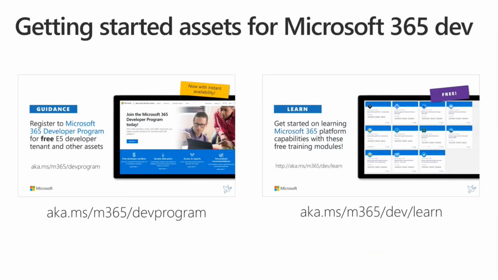Now, we do have these assets available for you to get started on Microsoft 365 development. So first of all, sign up for the developer program. You get a free E5 developer tenant, which will renew automatically every 90 days, if I remember the timeline correctly. And then we do have a lot of awesome training material available for you to follow up on learning how to extend Microsoft 365 across the whole stack. So take advantage of these free assets within your work.